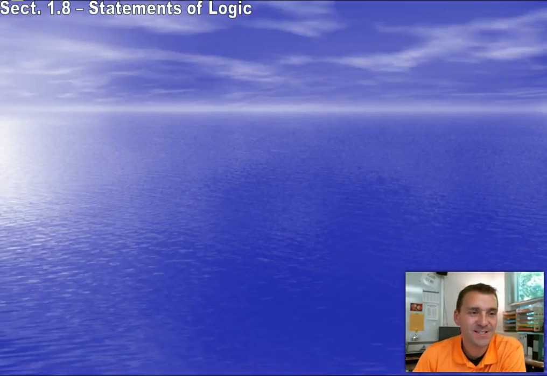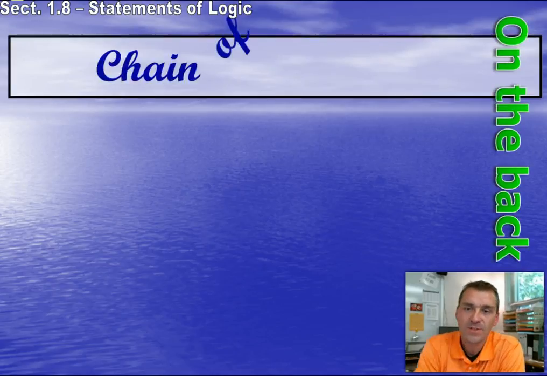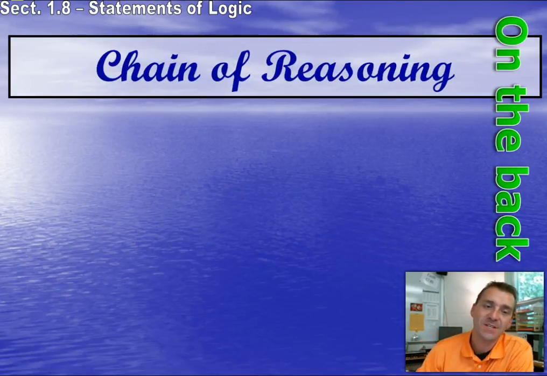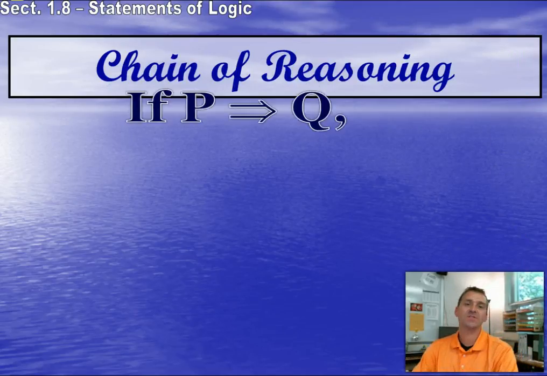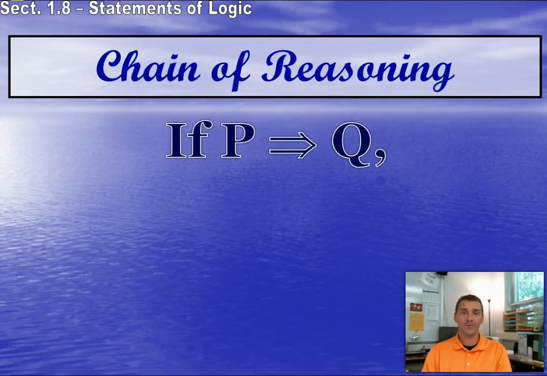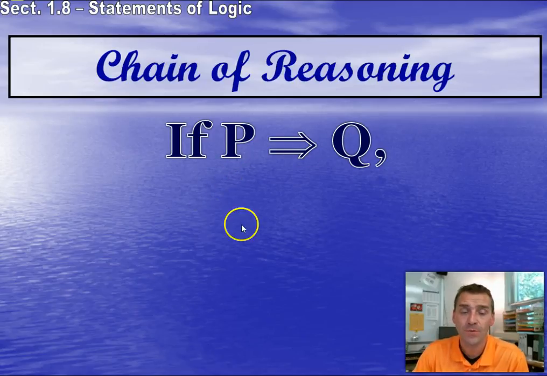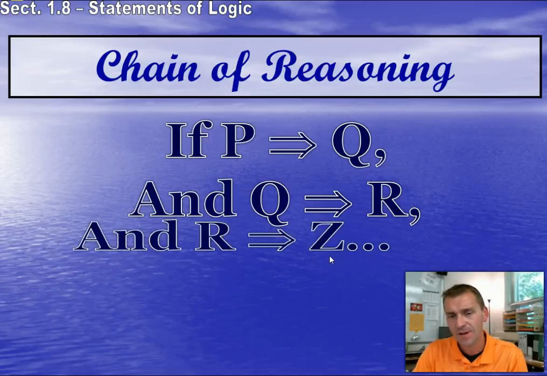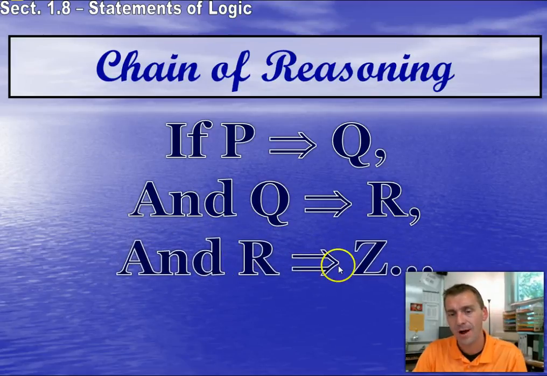Okay, last thing is this. There's something, and I put this on the back of your foldable. It's called chain of reasoning. Now, here's the thing. Let's assume that we have an implication that is true where P implies Q. And then we have another one where Q implies R, whatever that happens to be. And then I have something where it says R implies Z. So if P then Q, if Q then R, if R then Z.